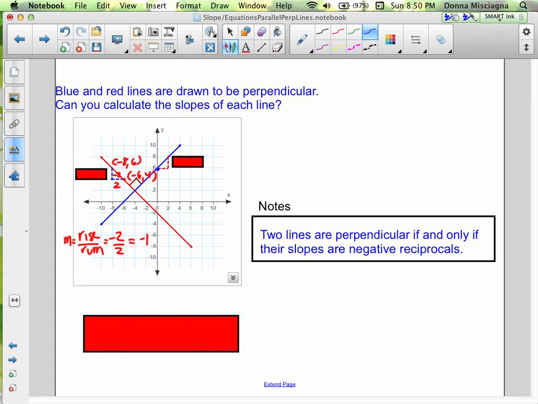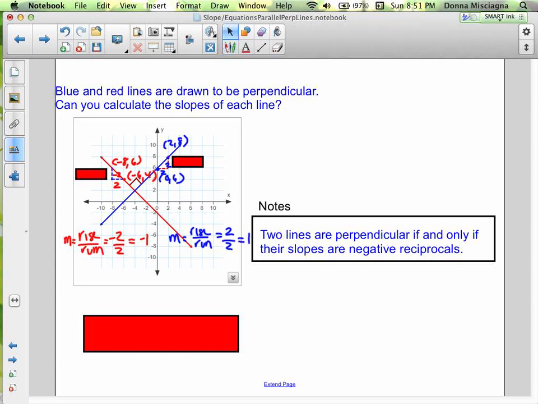Let's do the same thing with the blue line. So we have right here a point (0, 6), and this point right here is (2, 8). So we have a rise from 6 to 8, that would be 2. And we have a run from 0 to 2, also 2. So our slope for the blue line, the rise over the run, is going to be +2 divided by 2, which is 1. So as you can see, the slope of the red line is -1. The slope of the blue line is 1.